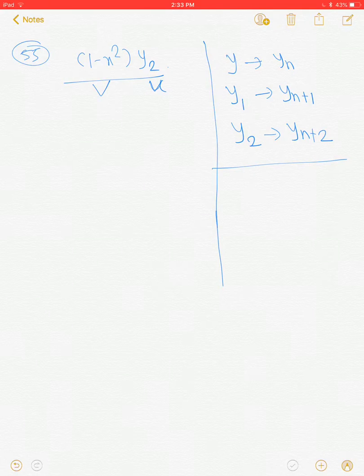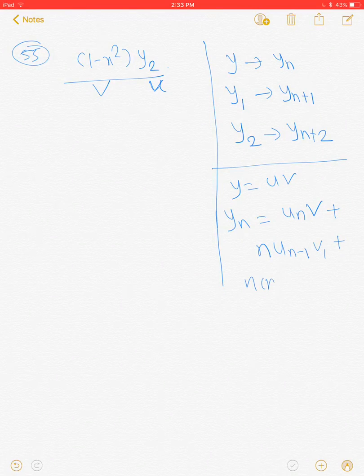Leibniz theorem is, if y is u into v, then yn is equal to the nth derivative of u into v function as it is, plus n into the (n minus 1)th derivative of u into the first derivative of v, plus n into (n minus 1) by 2 factorial into the (n minus 2) derivative of u into the second derivative of v, and so on. So let us try to apply this.